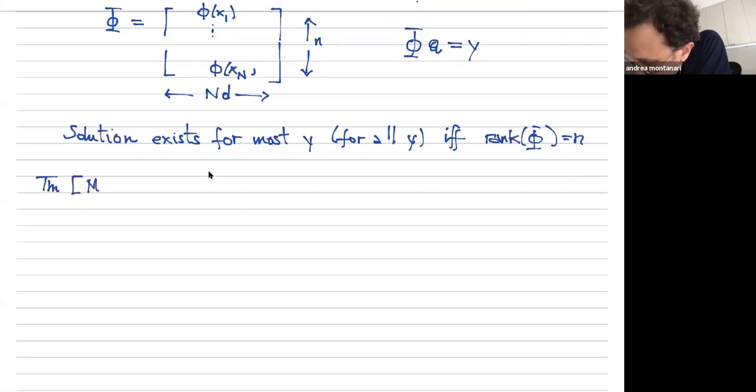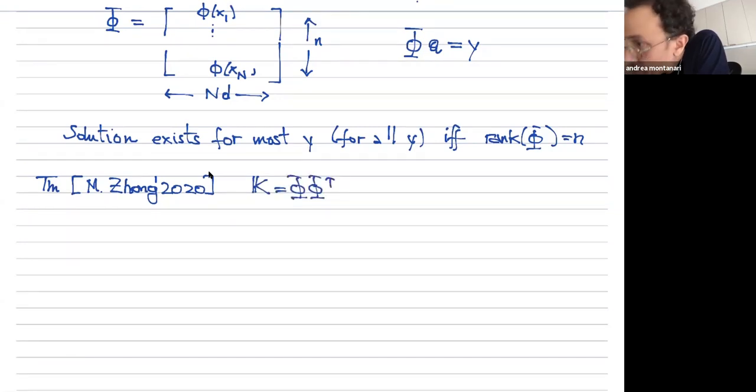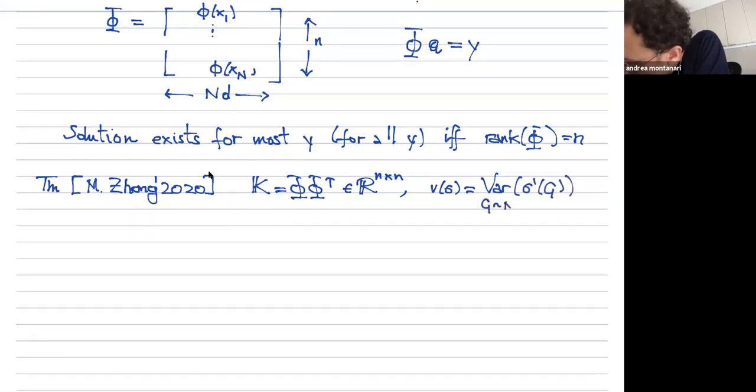So this is again with Ichao Zhong. And okay, one way to state the theorem is in terms of the kernel matrix, that is phi phi transpose. Okay, so this is the empirical kernel, an n by n matrix. Let me define another piece of notation that characterizes sigma. So sigma is only characterized through the variance of sigma prime of G. This variance is taken with respect to G normal 0, 1.